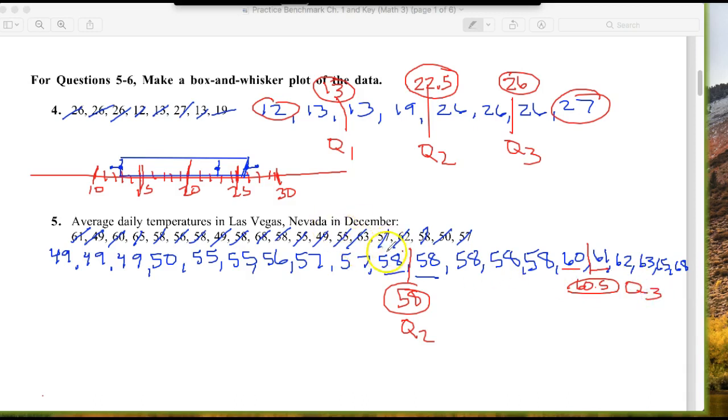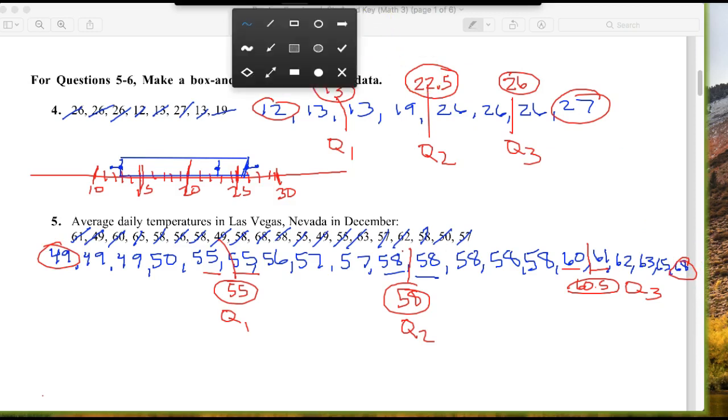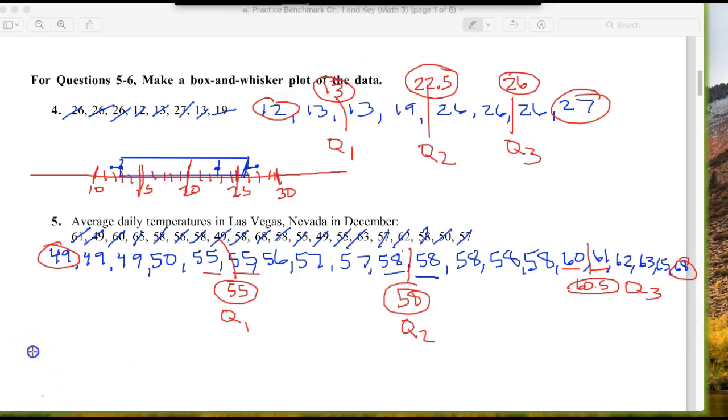And then do it for your lower half. So you'll have 10 values, count over 5. 1, 2, 3, 4, 5. Count this way, 1, 2, 3, 4, 5, if you prefer to do it like that. And then halfway between 55 and 55, well, that's 55. And that's quartile 1. Okay, now you can go ahead and do your box and whisker. Here's your lowest value. Here's your greatest value, your uppest value, however you want to call it.